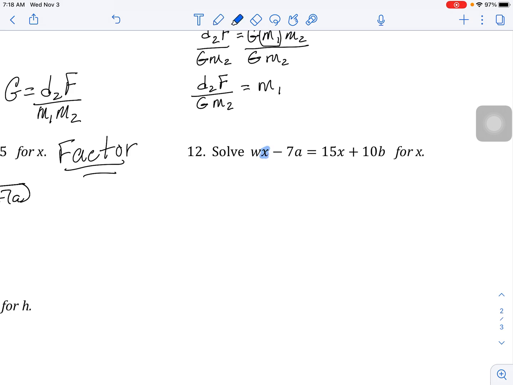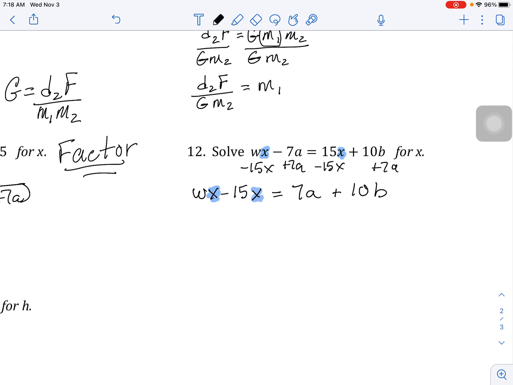It says solve for x. Okay. X on the left side, x on the right side. Let's actually put those variables on the same side. So I'm going to subtract the 15x over to this side. So I'm going to have wx minus 15x. And then I'm going to add the 7a to the other side. Equals 7a plus 10b.